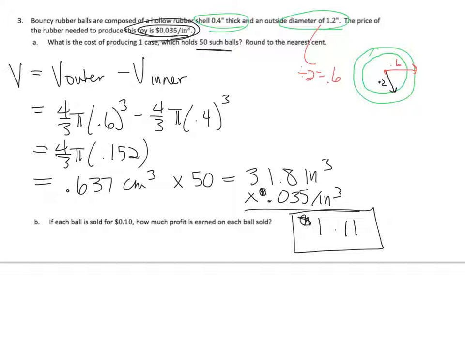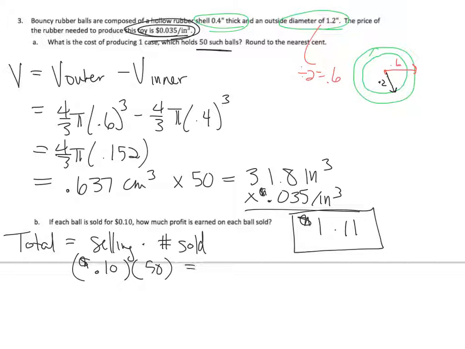Cool. So if each ball is sold for 10 cents, how much profit is earned for each ball sold? So the total sales is going to be selling price times number sold. We're selling 50, so I've got 0.1 times 50. That gives me $5. So the total sales earned, $5.